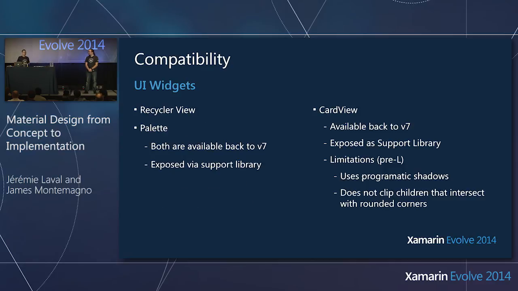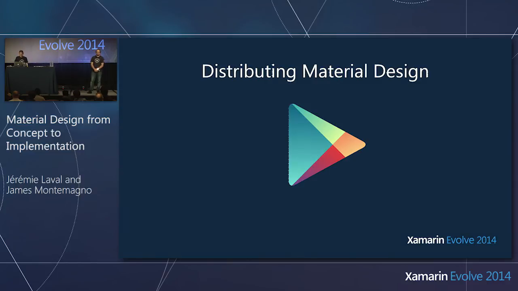Now the card view, we talked about a little bit. And this is all the way back to v7. And it's exposed via a support library. It has a few limitations for pre-L devices. Now, L devices will take advantage of all the hardware goodness built into L. For backwards compatibility, you're going to use some pragmatic shadows that have been optimized for each platform. And the one thing to know is that it does not clip children that intersect with rounded corners. So a little bit of an intricacy there.